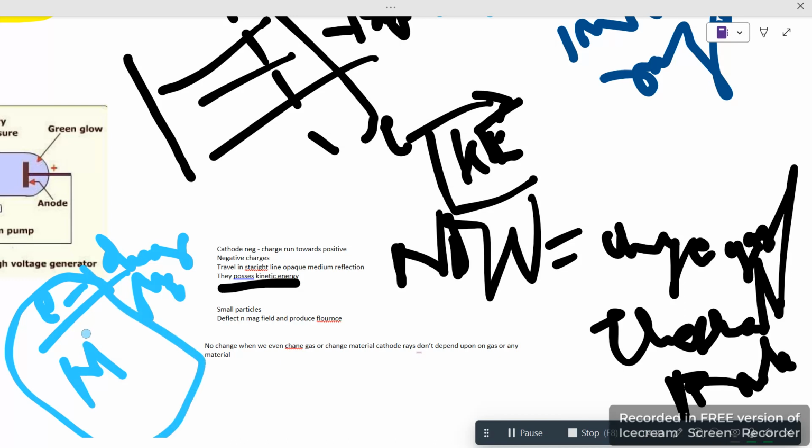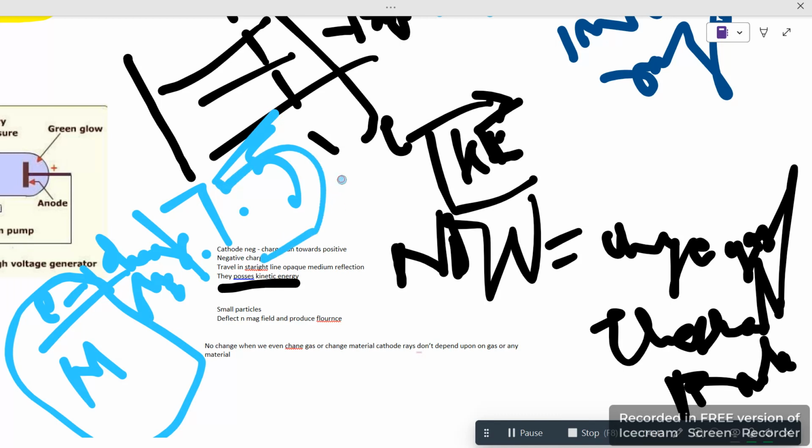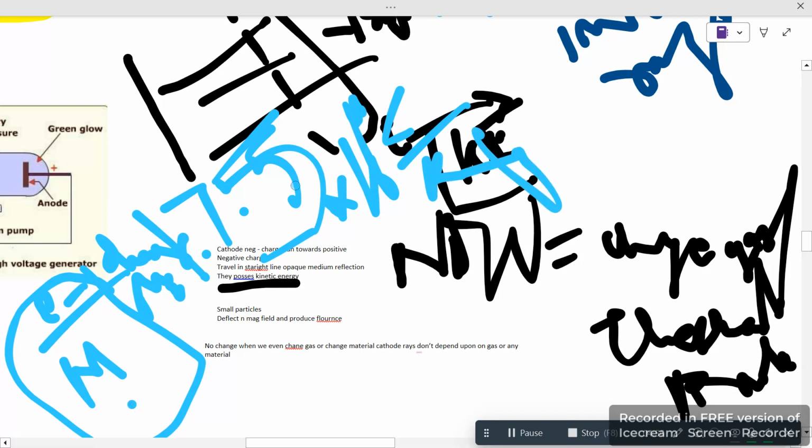So what exactly is this? This means e upon m has no change of mass, no change of charge, no change of medium. It has a particular value, 1.75, which is multiplied by 10 power 11, and the unit is C upon kg, because charge has coulomb as its unit, whereas mass is in kilograms. So the value would be 1.